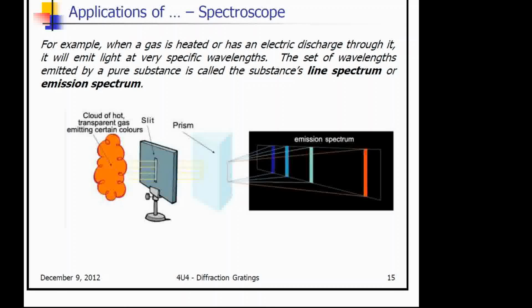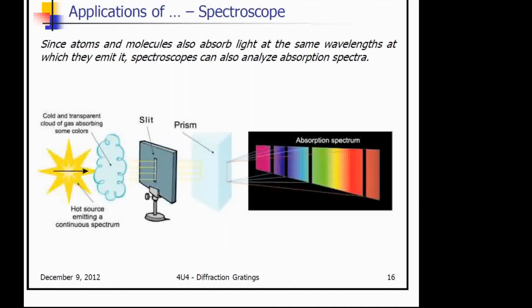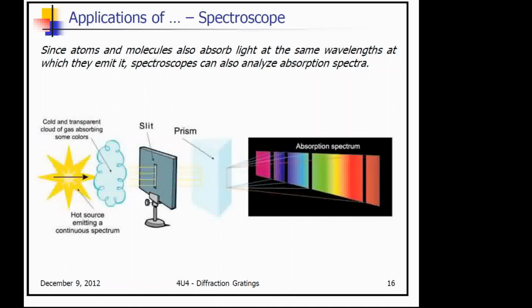If we have a gas that's being heated, or we have some sort of electrical discharge that's passing through it, it'll emit a light that has a very specific wavelength. Now, if we pass this through a slit and then a prism, which acts as our diffraction grating, we would get what's called an emission spectrum, or often a line spectrum, because the spectrum itself appears as lines of the different component colors that are being emitted. This can then be used to help us define what the gas is.